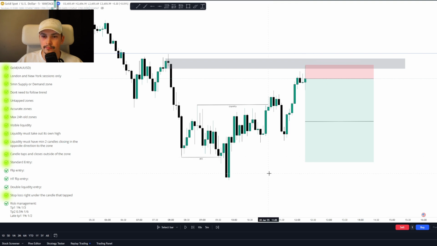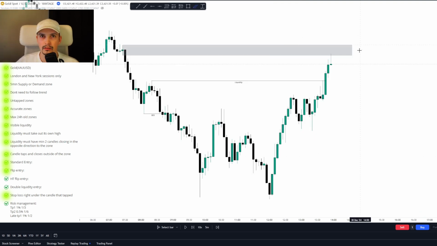Sometimes I enter before the candle close, so if this candle taps the zone and then goes past where it opens, it turns black, and then I enter as soon as it turns black, because if I don't, I may get an entry down here and then I got a huge stop loss and a very bad risk to reward. So I just enter on the flip. Most likely it won't get up and close inside the zone.